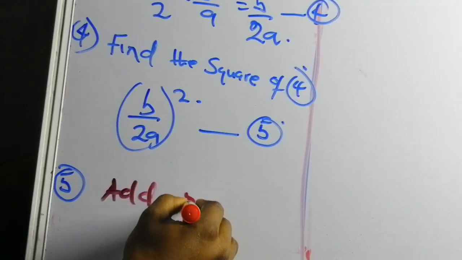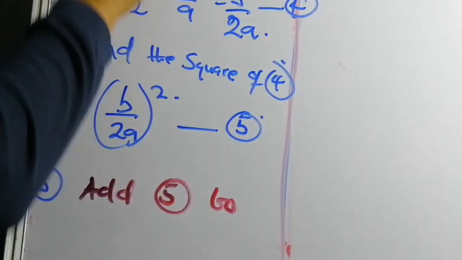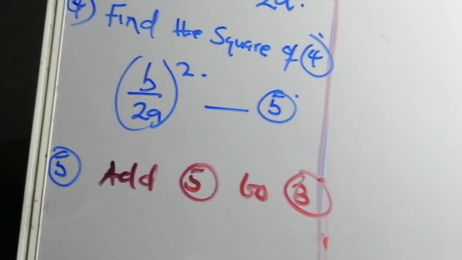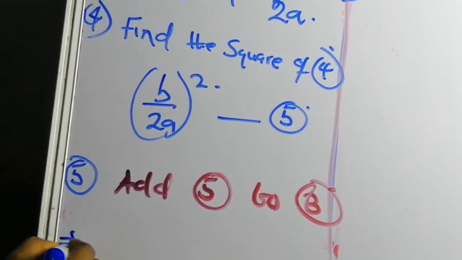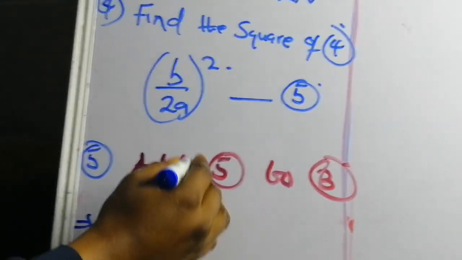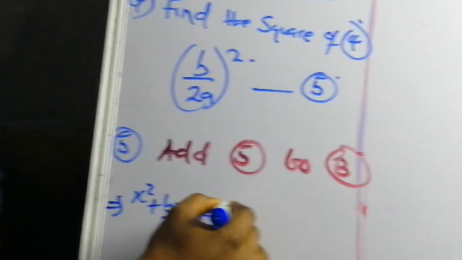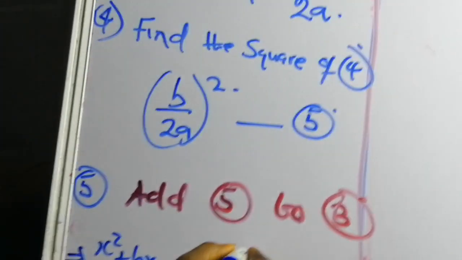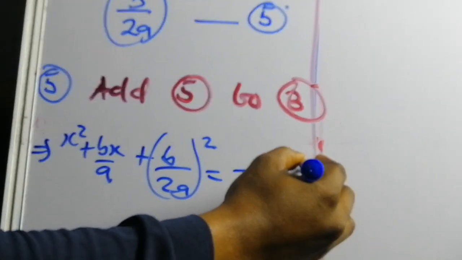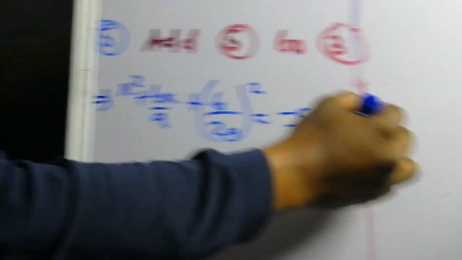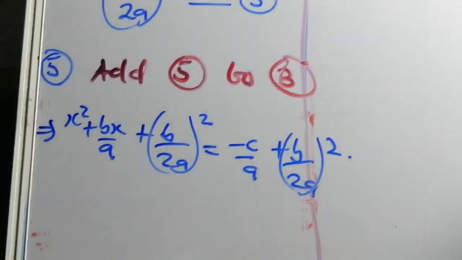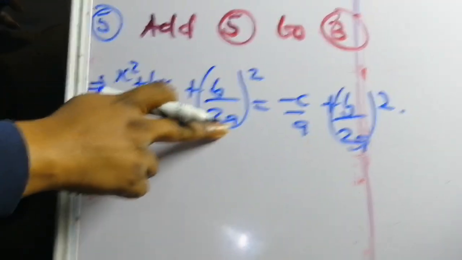Add 5 to, don't forget, to 3. Add 5 to 3. So that implies you have x squared plus bx over a plus b over 2a squared, equals c over a plus b over 2a squared. Very simple.